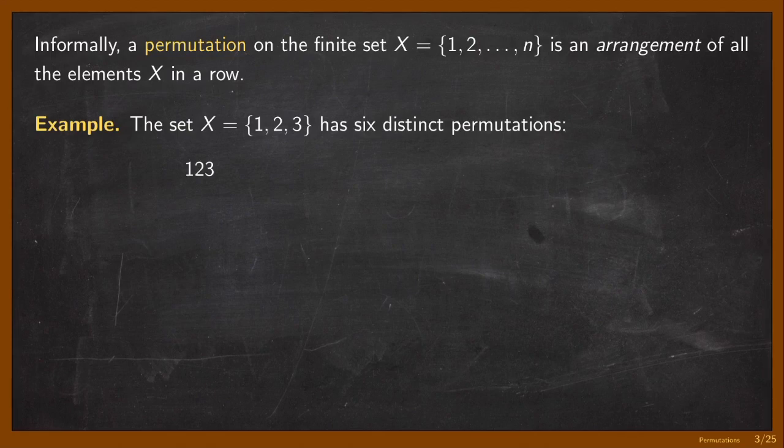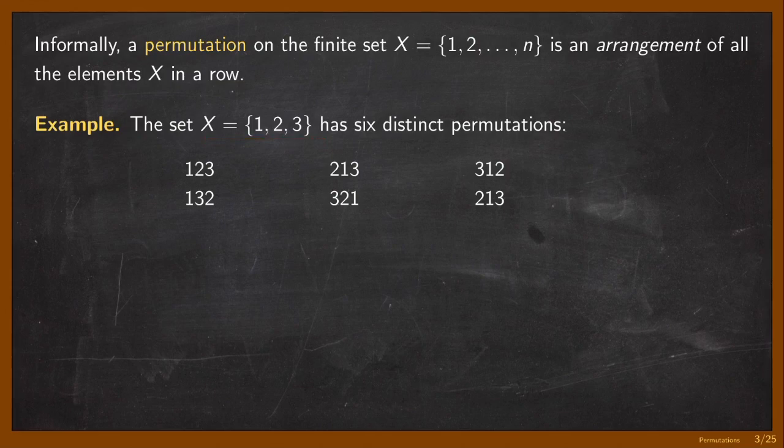So they can be seated as 1, 2, 3, or they can be seated as 2, 1, 3. They can be seated as 3, 1, 2, or even 1, 3, 2, or 3, 2, 1, or 2, 1, 3. Take note that these three children can be arranged in six different ways if they are going to be seated in a row. And these are all the six ways to arrange them in a row. Each one of these is called a permutation on the set X, which has elements 1, 2, and 3.